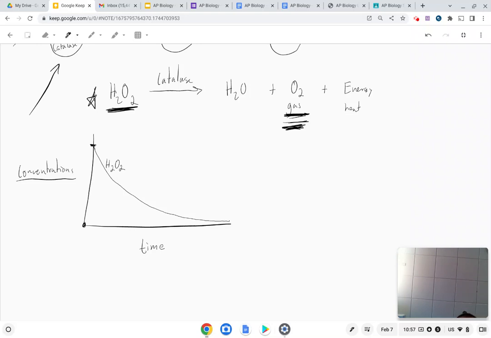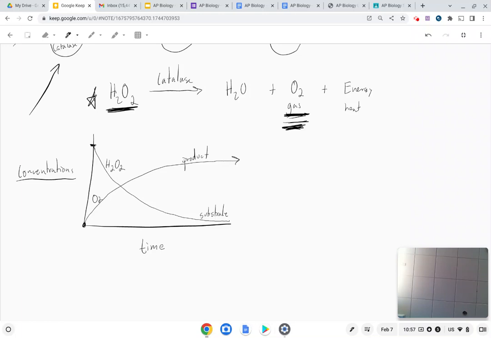However, as the reaction proceeds, more and more product is produced. In fact, the product is produced most rapidly at the beginning, and then it starts to taper off until no more product is produced. So we have product here and substrate here. Now, in this particular case, what is the product? As we said, it is oxygen gas.